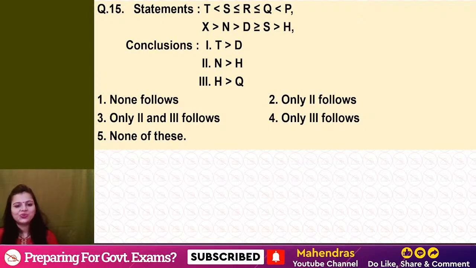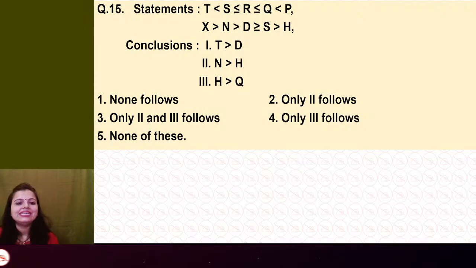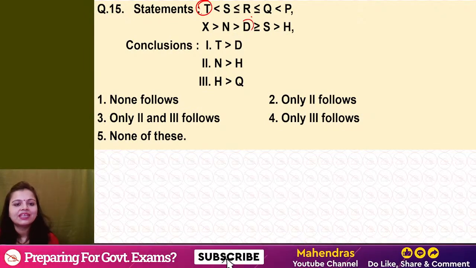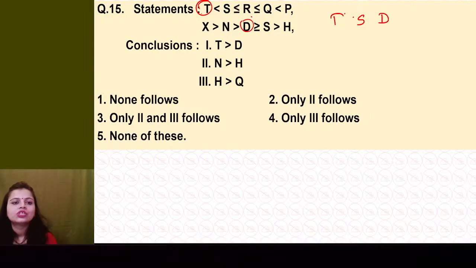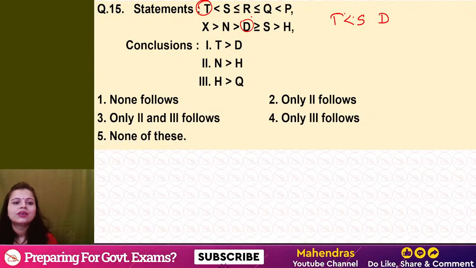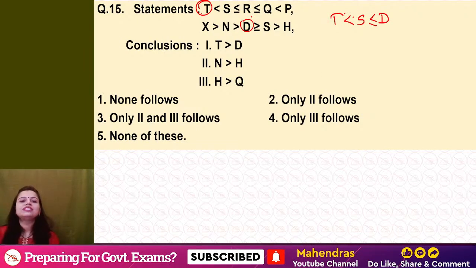Okay, option 2. So T and D, T is present in the first, D in the second, the common is S. So T is less than S and D is greater or equal to S. So T is less than D. Wrong. N and H is directly given. N is greater than H. So second one is right.